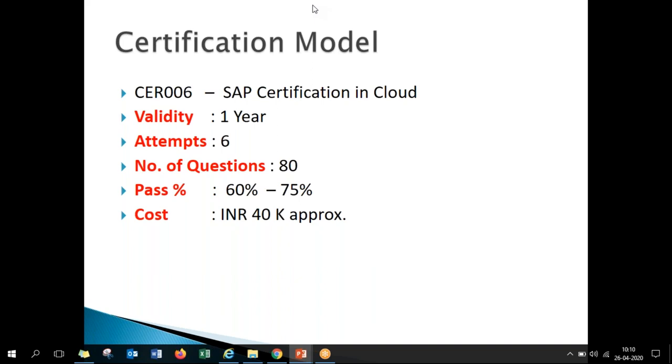Shiva, this is Prithvi. Yeah, Prithvi. Can you give us some light on Delta certification too?